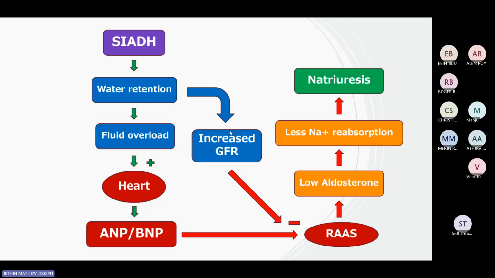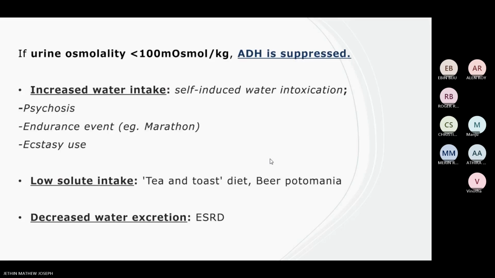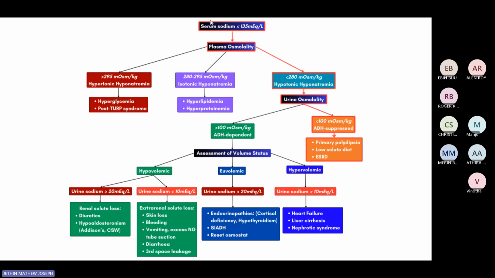Water retention also causes increased GFR, which will also have a negative feedback at the RAS. Because of that, you're going to have low aldosterone levels. As a result, less sodium reabsorption from the kidney and natriuresis. So your urine sodium levels are generally high. So we've covered euvolemic status also. Urine sodium is high. Causes are endocrinopathies. After we've ruled that out, SIADH. So right now we've covered this part of the flowchart.